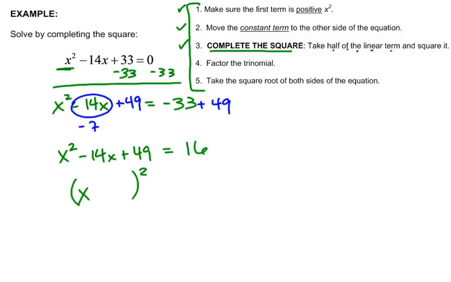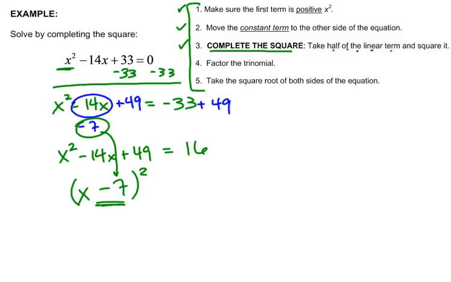So we know that that's going to happen every time. And some people wonder what's going to go here. It's always going to be this value that comes down and goes in that spot. So we had a negative 7 there. So we know without a doubt this is going to factor to x minus 7 squared, provided we've done everything correctly.